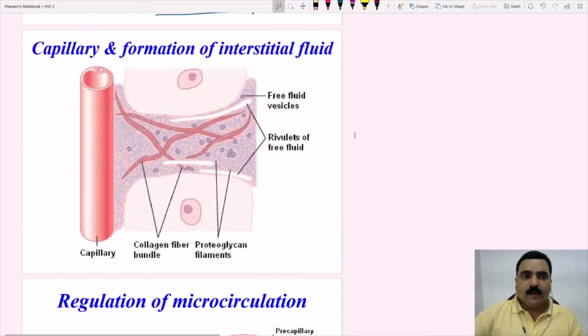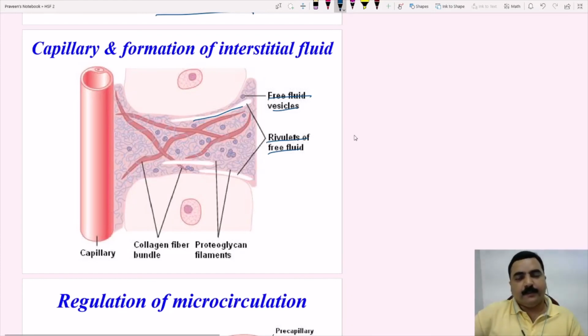Okay, so capillary and the formation of interstitial fluid. How do the movements happen? It is through the rivulets of free fluids through which the fluid can pass. And the free fluid vesicles are also there to supply the fluids. Fluids means it includes the electrolytes, nutrients, etc. that can be supplied to the tissues. But if the tissue is very far from the capillary, it cannot supply it. So you need the capillary to grow into that tissue.